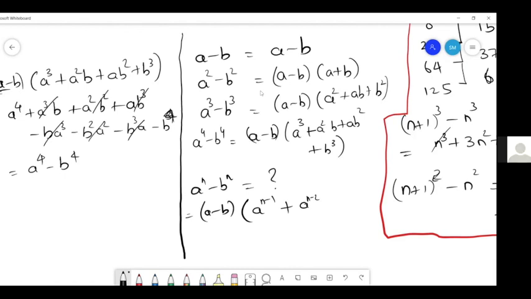Yes. So here it is a raised to n minus 1, b raised to 0, then a raised to n minus 2, b raised to 1, which is b, plus a raised to n minus 3, b raised to 2, and so on, and the last one will be a raised to 0, b raised to n minus 1.